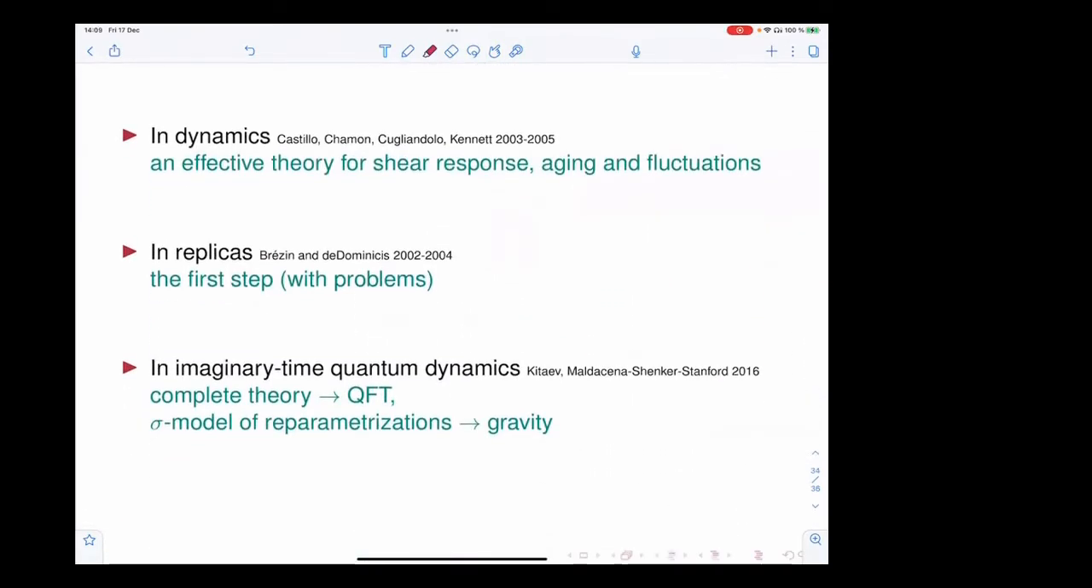So let me tell you a bit of the story of this. The first to try to do this are these people here, Castillo, Chamon, Cugliandolo, Kennett, in a series of papers. I recommend them highly. They try to write an effective dynamical theory where everything, let's say the free energy, or call it the action, is exclusively a functional of the reparametrizations. I believe there are reasons to think that what they did is not complete, but they studied it in great detail and even discussed it numerically. This would give you an effective theory of shear response, aging, and fluctuations. There's plenty in those papers, but it's still missing some elements.